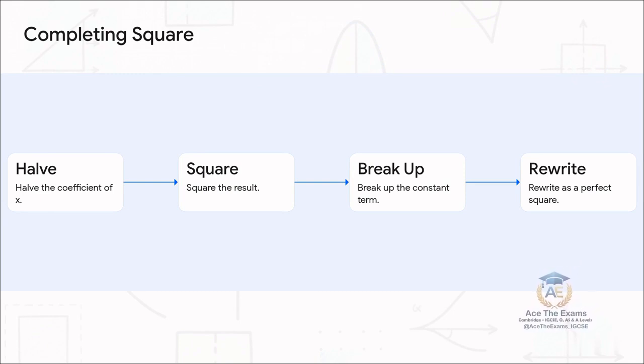We can follow these exact steps to convert any standard quadratic expression into a much more revealing format. First, you take the number sitting in front of your single x, and you halve it. Second, you square that result. Third, you use that number to break up your original constant term. And finally, you rewrite the whole thing as a variable plus a number, all squared, plus whatever constant is left over.